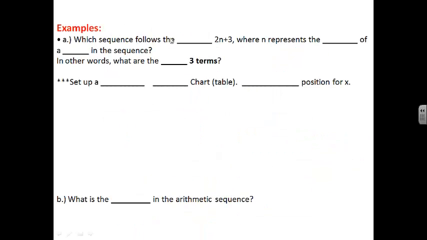Okay, which sequence follows the rule, we just did this one, the rule 2n plus 3, which represents the position of a term in a sequence. Okay, how confusing is that? They try to make these questions so hard. Okay, which sequence follows the rule 2 times n plus 3, where n represents the position of a term in a sequence? Ugh, that just sounds hard, right?